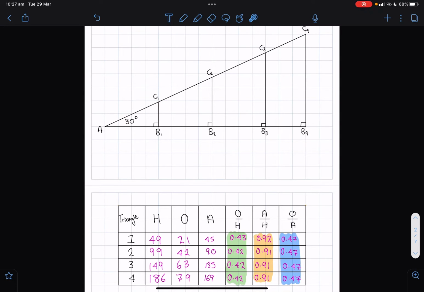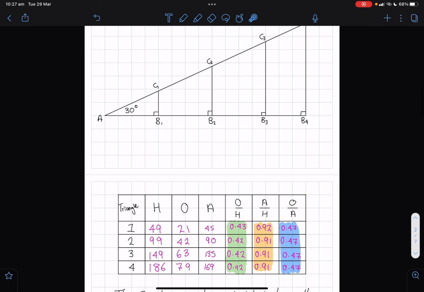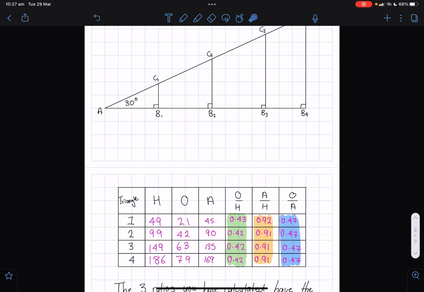So then I went on my calculator and I just put in my values into my calculator. So my opposite over hypotenuse, I inputted 21 divided by 49, and that got 0.43. So I did that for all of my triangles, okay? Hopefully you noticed that in each column, so opposite over hypotenuse, adjacent over hypotenuse, opposite over adjacent, that the answers are actually either exactly the same or very, very close, okay? So there might have been some rounding errors, something like that.